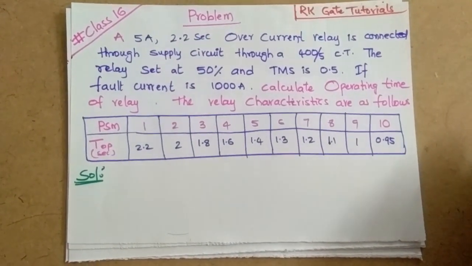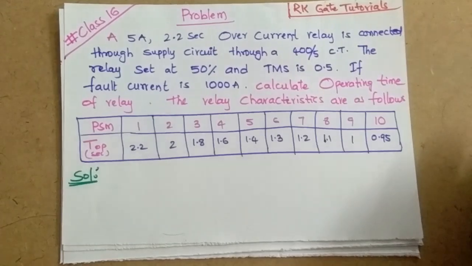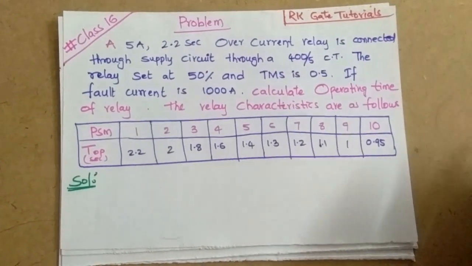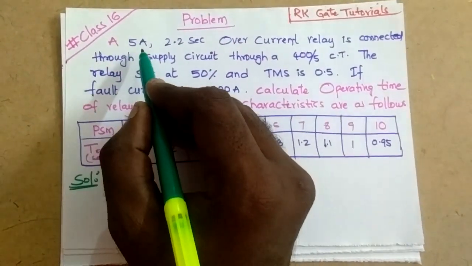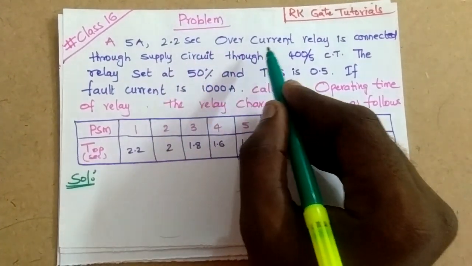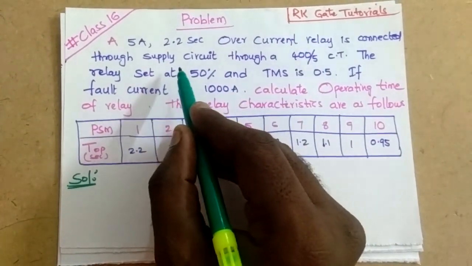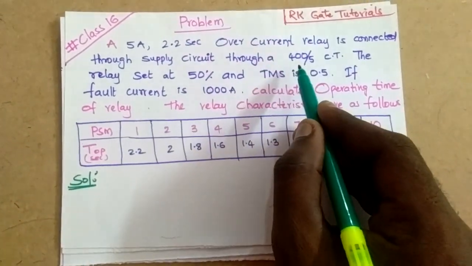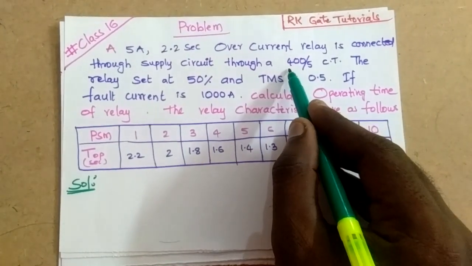So we are in the 16th class now. Let us solve one more problem. Look at the question. A 5 amps 2.2 seconds overcurrent relay is connected to a supply circuit through a 400 by 5 CT. So this is the rating of the CT.